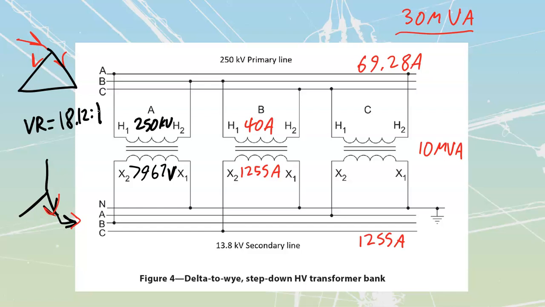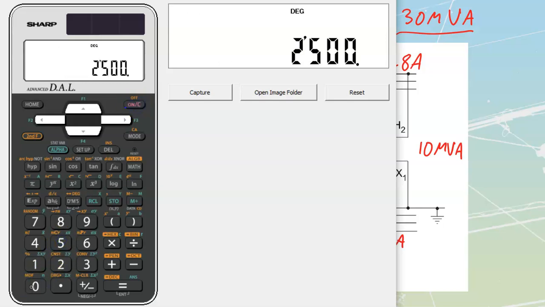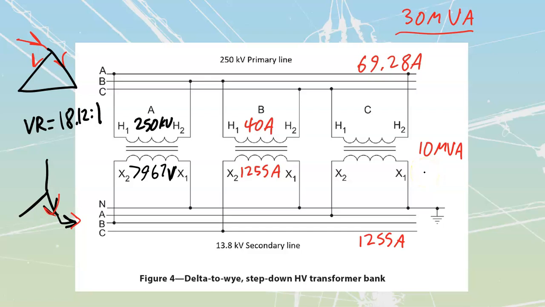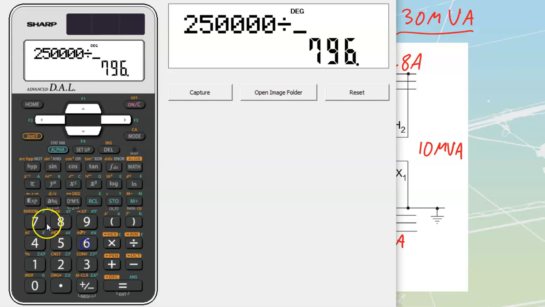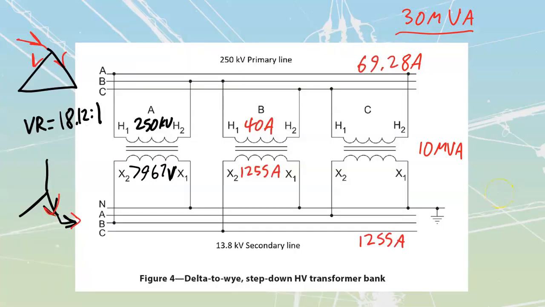My turns ratio is obviously going to have to be much greater because we're going from 250,000 all the way up to 7,967 over here. 250,000 on the high side divided by 7,967, which gets me to a value of 31.37. Equals turns ratio, 31.37 to 1 that we are going to have over here.